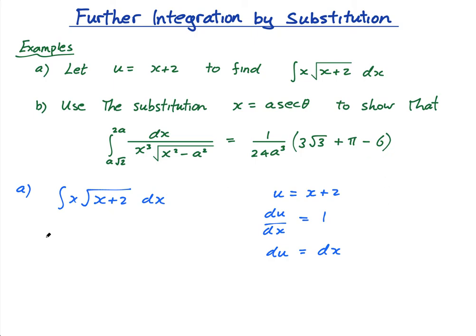So this becomes the integral of, now remember, I'm changing the x's into u's. So x plus 2 is u. Now I don't have the situation where this x is going to cancel nicely, as I said before, but I can still write x in terms of u. Look, let me draw a line here. If u is equal to x plus 2, then x is equal to u minus 2. So I can now write this as u minus 2, that's my x, times the square root of u dx.